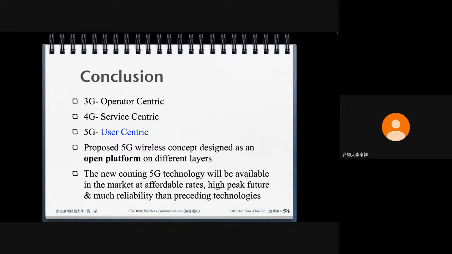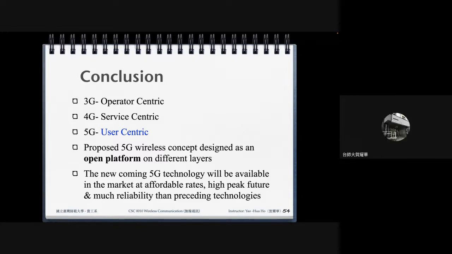Service doesn't mean ISP, right? No, service means some application, like video streaming, YouTube, Spotify, Netflix. Those are what we call the services. And operator is ISP? Operator is ISP. That's right.